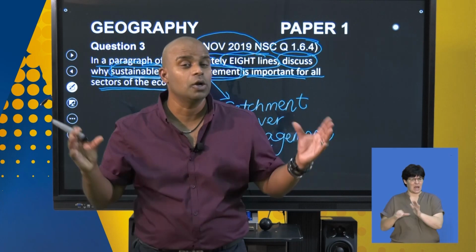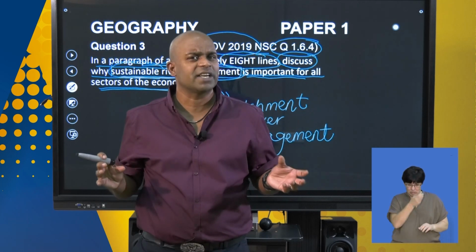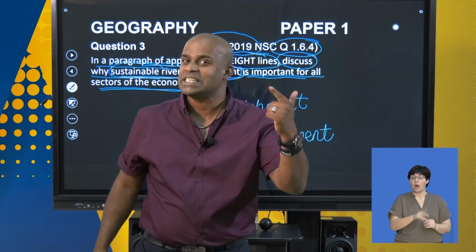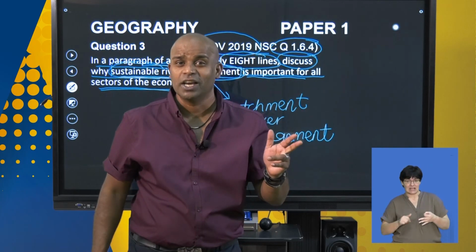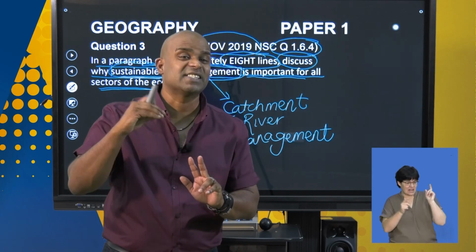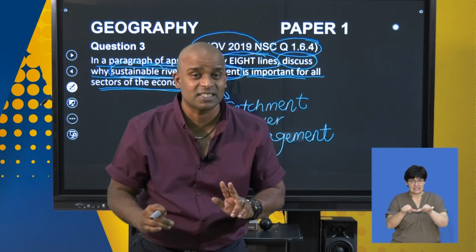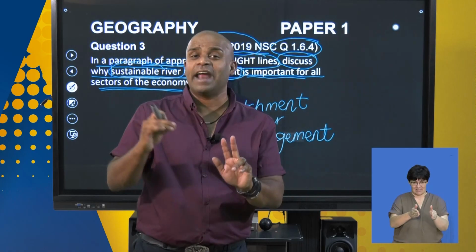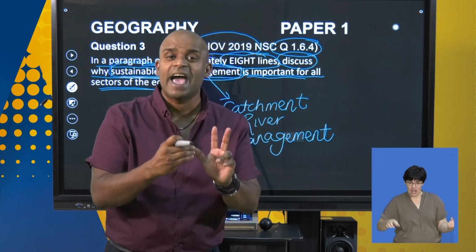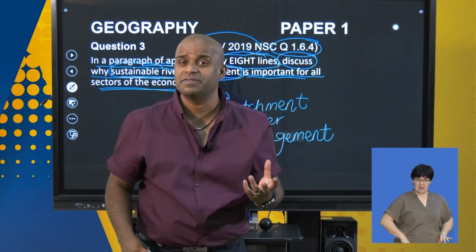Can you see the loading of this question? What are the sectors of the economy? You got it: primary, secondary, and tertiary. So we need to analyze how we need to sustainably manage river systems in this country and how they would benefit primary, secondary, and tertiary economic activities.